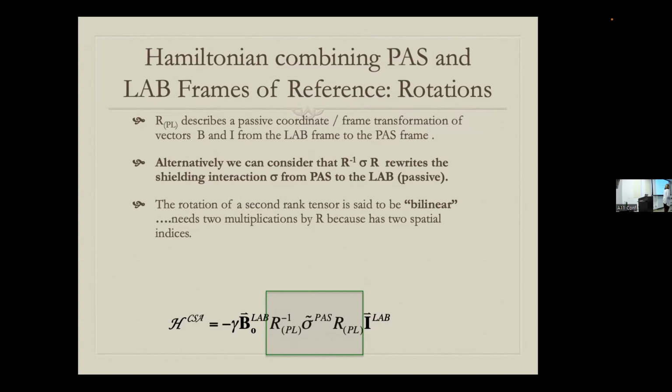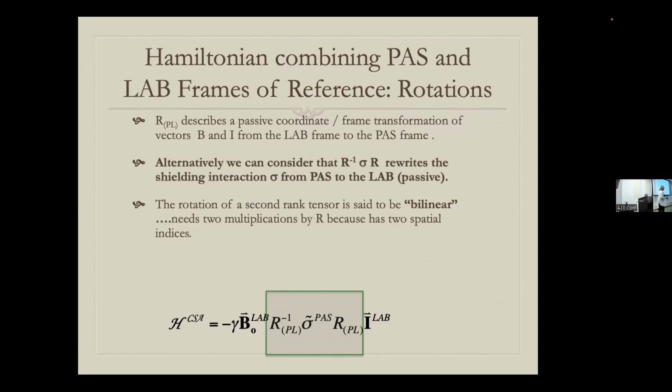Have you done this before, rotating a tensor in this way? A tensor is a second rank object, so it has two independent spatial components. One copy of R won't cut it. It needs two copies of R to get it rotated because it has two indices, because it is rank 2. So it's called a bilinear rotation. You need to do this whole sandwich to rotate a tensor.